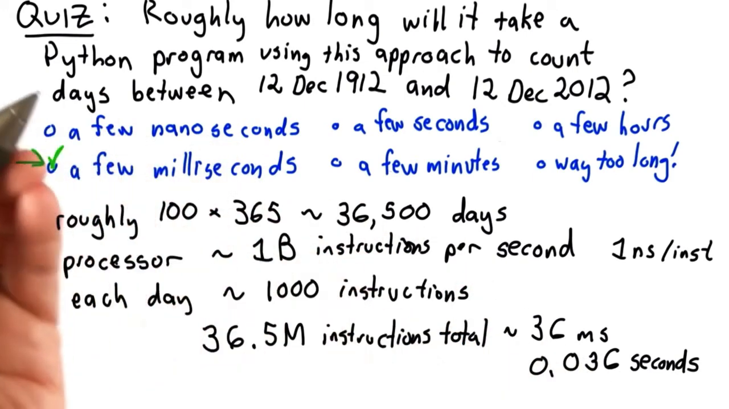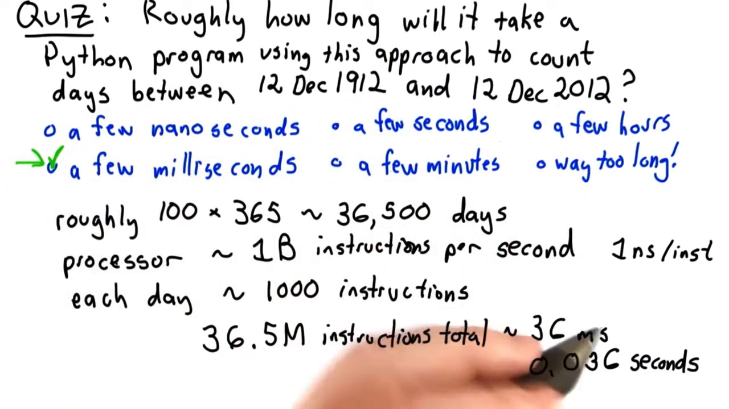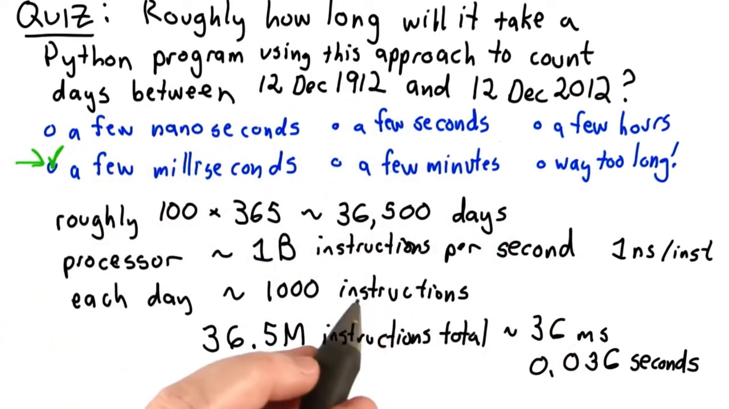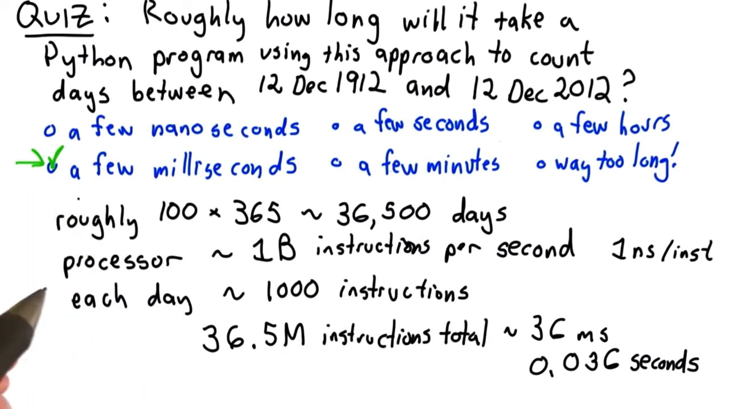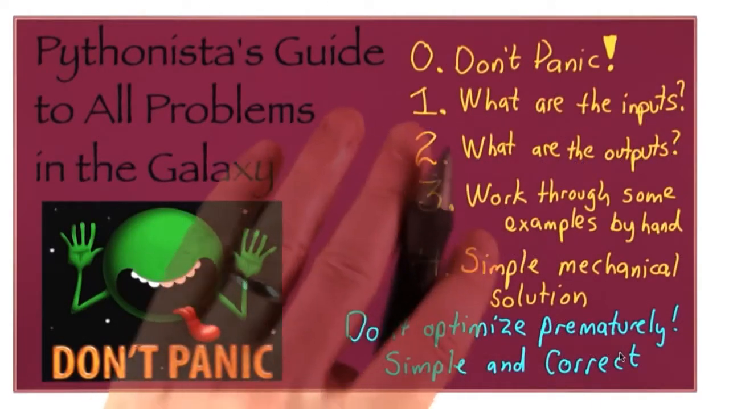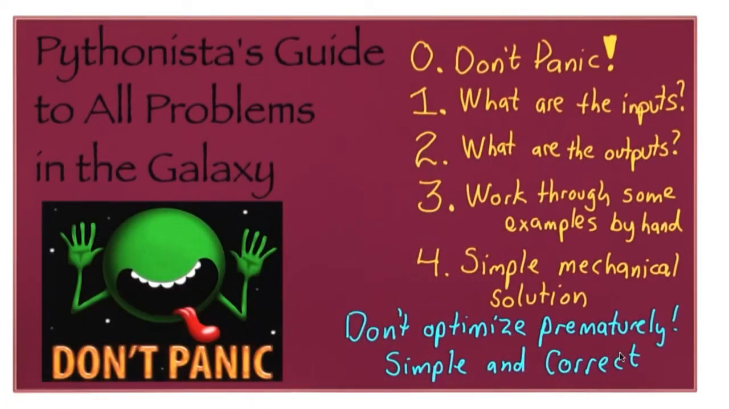If we're using it in a service that's doing this computation lots and lots of times for lots and lots of different dates, well, then maybe it's not fast enough and it's worth putting time and effort into doing something better. But we shouldn't put that time and effort in until we know that we need it to be faster. This point is important enough that I want to put it in our guide to solving all problems.